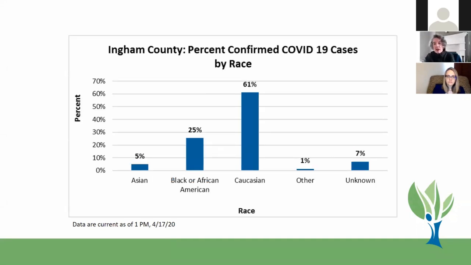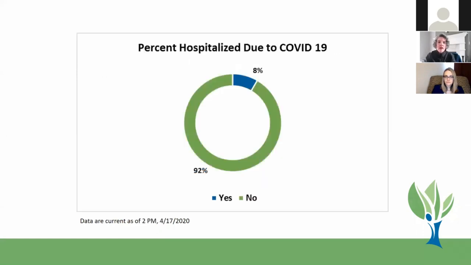So if you looked at this by percent, you'd see that 61% of Caucasians and 25% of African Americans make up our cases right now. But again, we have to adjust that for population and come up with a rate to look at the true burden of disease and impact.